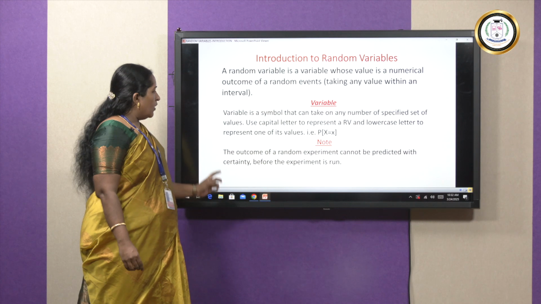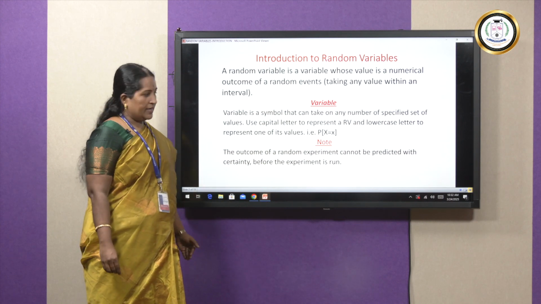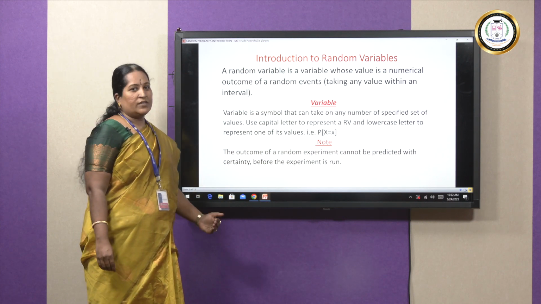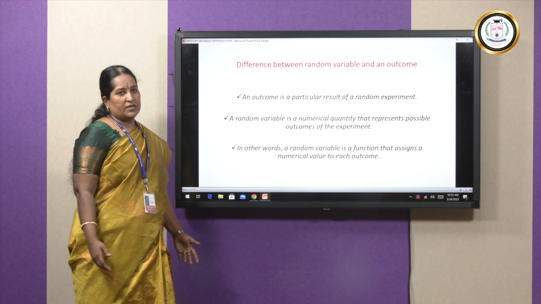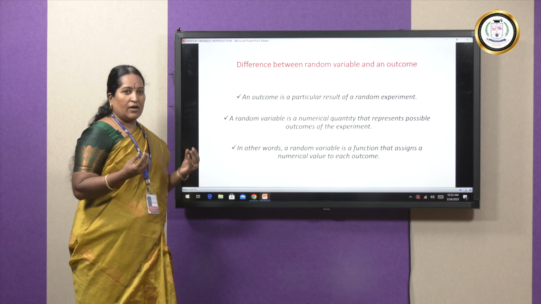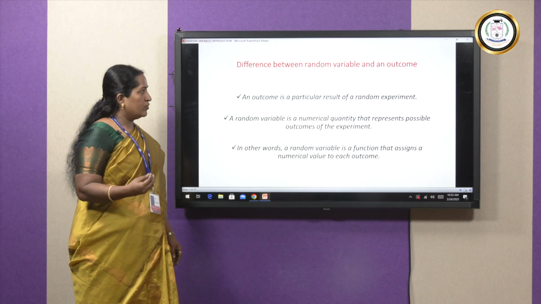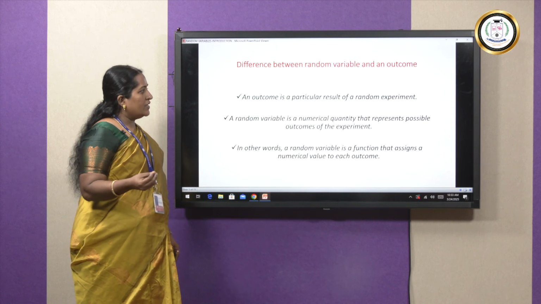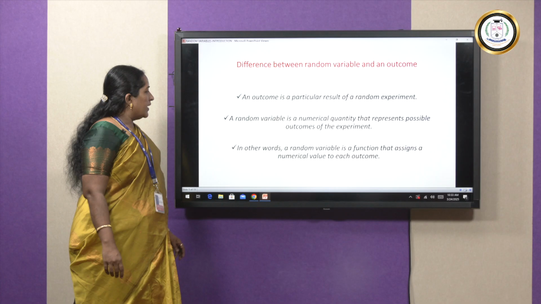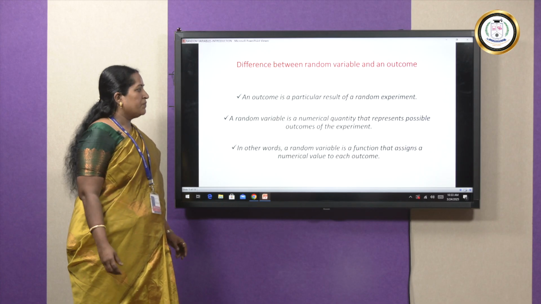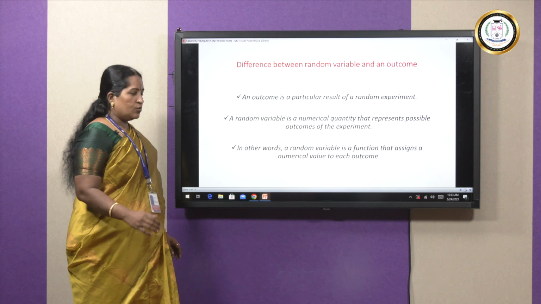We note that the outcome of a random experiment cannot be predicted with certainty before the experiment is run. What is the difference between a random variable and an outcome? An outcome is a particular result of a random experiment. What is a random experiment? It is a possible value. That is, we have more than one outcome. If you have more than one outcome, we can call it a random experiment. A random variable is a numerical quantity that represents possible outcomes of the experiment. In other words, a random variable is a function that assigns a numerical value to each outcome.